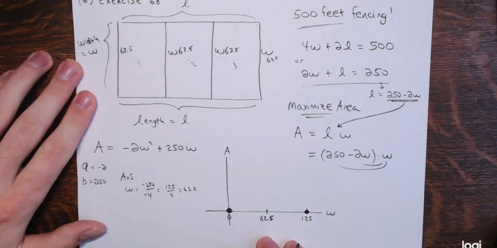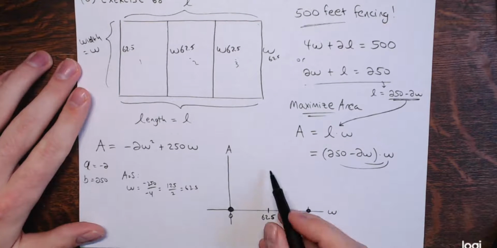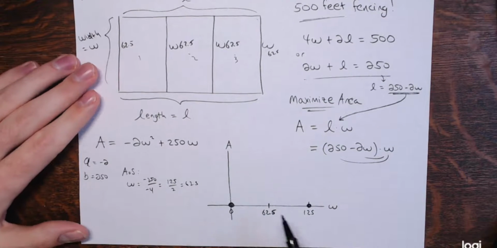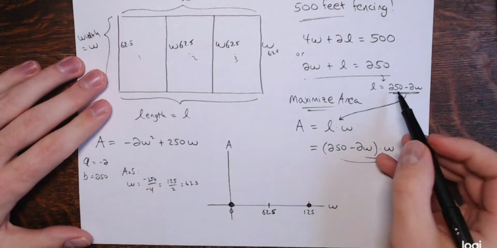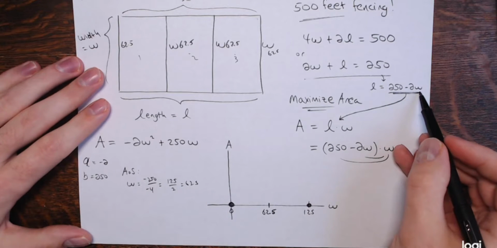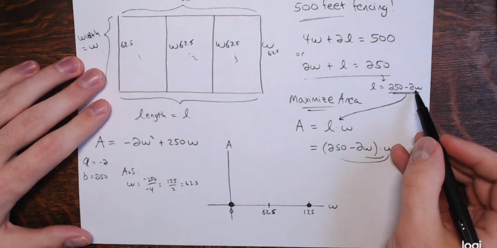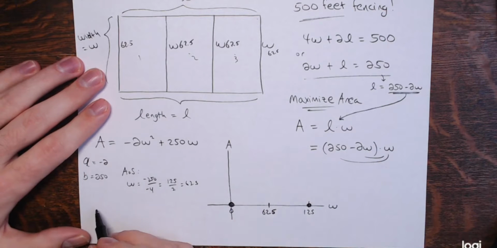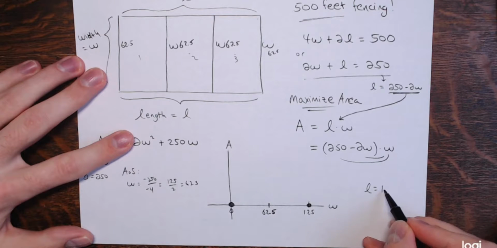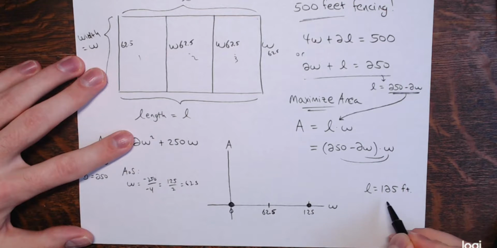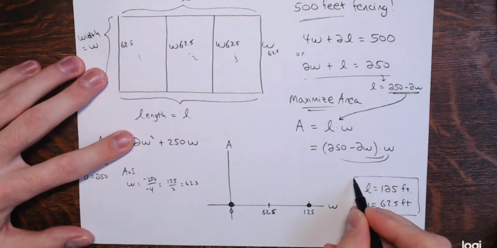And then what would be the length? Remember, length here is 250 minus 2 times W. 2 times 62.5 is 125. 250 minus 125 is 125, so the length is 125. So 125 feet by 62.5 feet. That rectangle gives me maximum area.